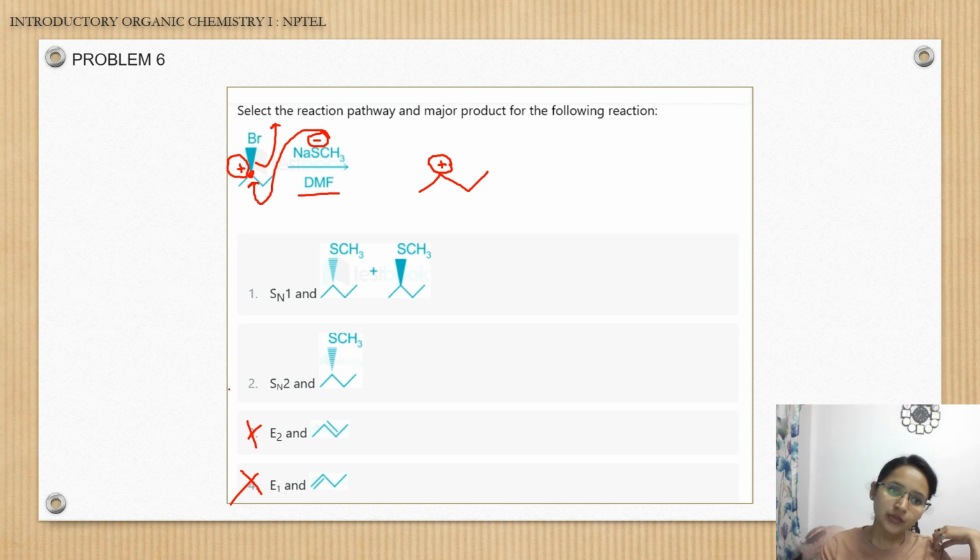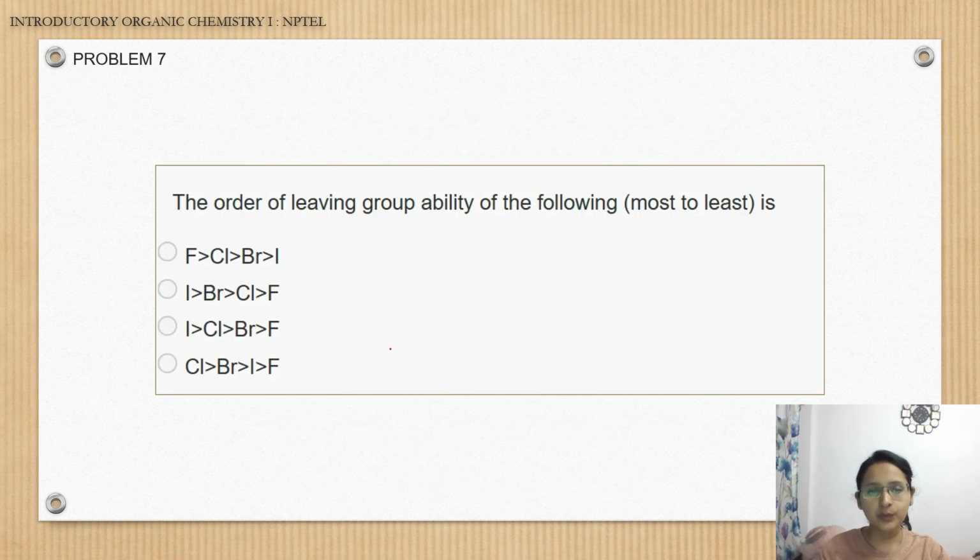Yeah. So the second option will be the correct one, because the operative reaction pathway is SN2 and the major product will be the inverted product. So here you will get this product, right? So I hope it is clear to all of you. And I'm moving forward to problem number 7.